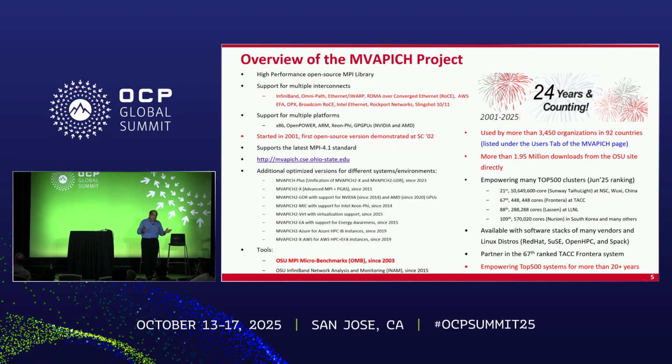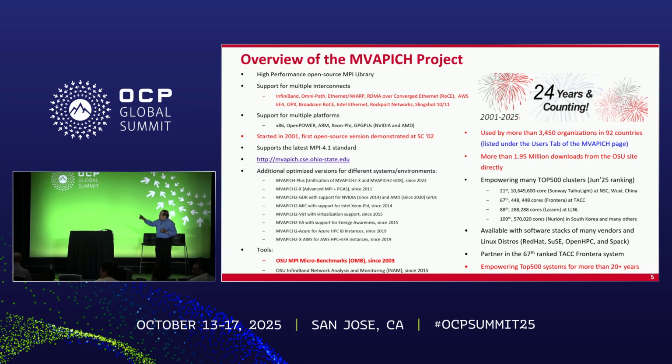Of course, it is a part of Red Hat, SUSE, Spack, OpenHPC; we don't keep track of those. But it's not just the number, it's also enabling a lot of Top500 clusters over the years. So we started from the group, but now the stack can actually run on 10 million cores and more.